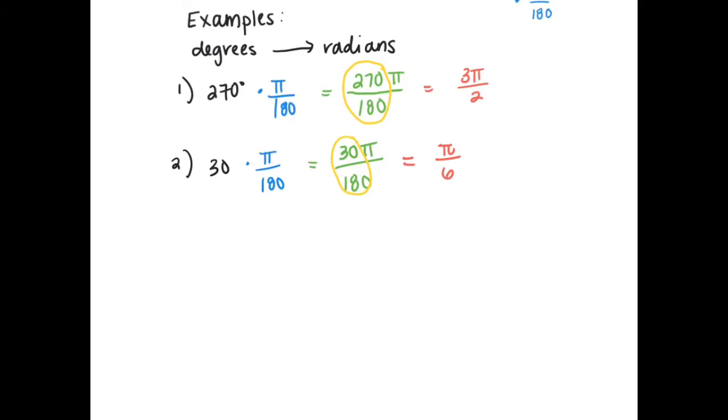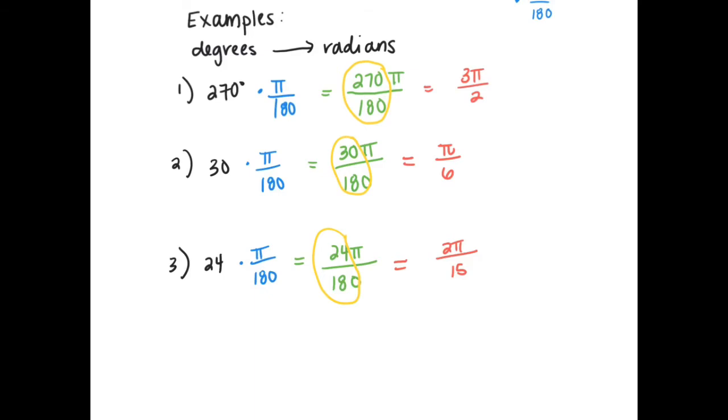One more. This time, we're going to consider 24 degrees. Same procedure, multiply by pi over 180. I like to put it in one fraction, so that gives me 24 pi over 180. Then simplify 24 over 180, which gives me 2 pi over 15. So that's going from degrees to radians.